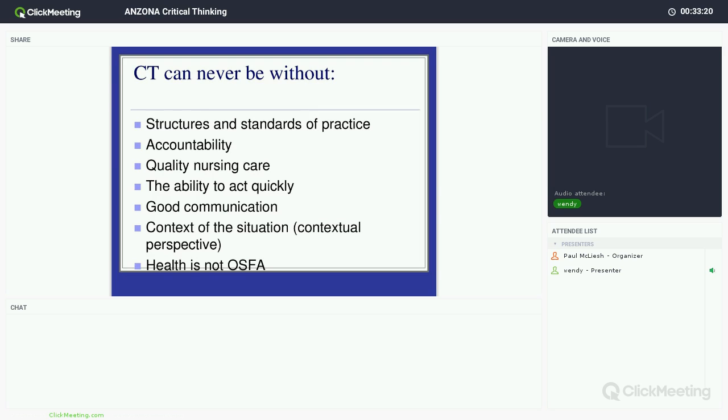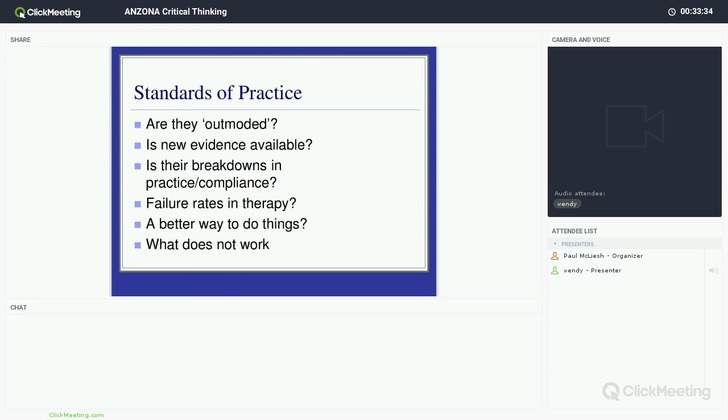Okay, we talk about the standards of practice, and this is underpinning our management. Doesn't mean that we just get those standards of practice and we say, right, well, this is exactly the way that I'm going to do it all the time. What we need to be doing by being a critical thinker is really evaluate the standards of practice and the protocols that we've got in a clinical area. So have a think about, are they outmoded? Is new evidence available that will actually improve those standards of practice? Are there breakdowns in the practice that's happening, or are there issues within your clinical area with the compliance with those standards of practice or protocols? And if there is, we need to know why.